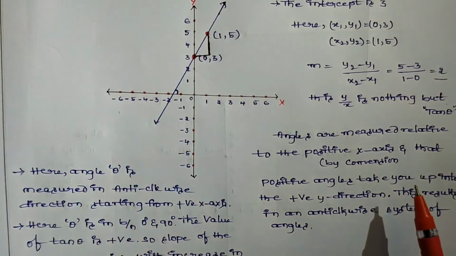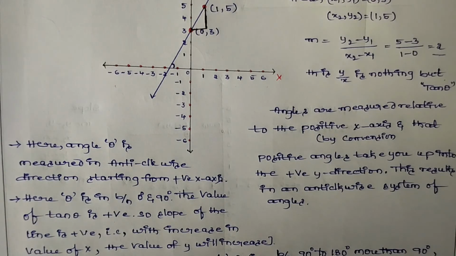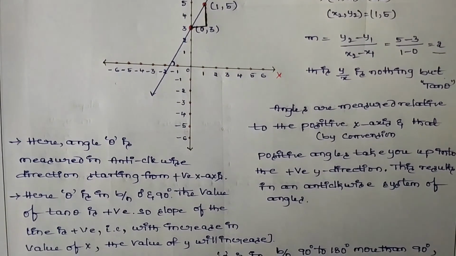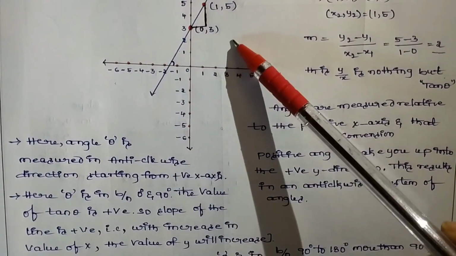Here theta is in between 0 to 90 degrees. The value of tan theta is positive. So the slope of the line is positive. On any point on the line you can take the slope.